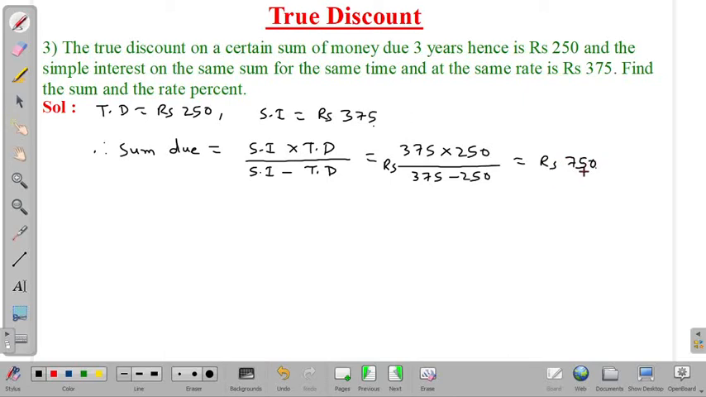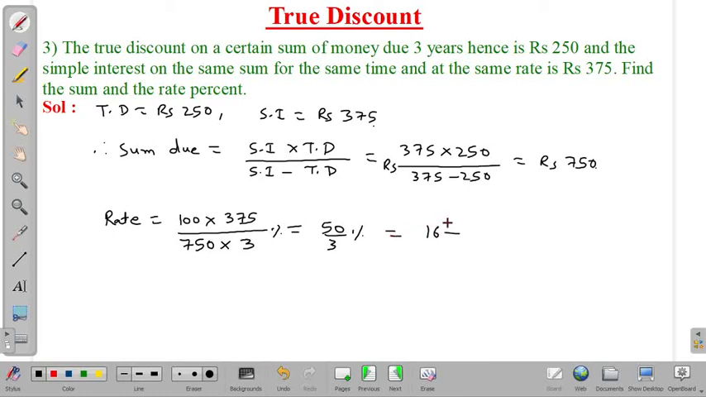Okay, now we have got sum due. Now we can calculate rate percent. So rate will be equal to 100 into simple interest, and simple interest is 375, divided by sum which is 750 as we have calculated, and time is 3 years. Okay, so this will be equal to 50 by 3 percent. This is also in percent and this will be 16 2 by 3 percent. Okay, so this is our answer. We will discuss the next problem.